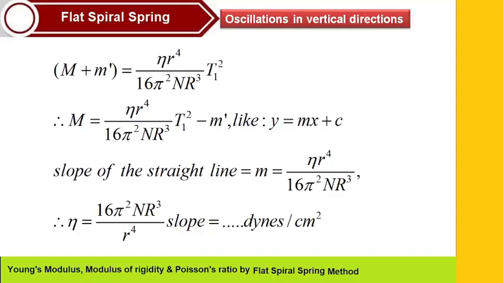This is like an equation for a straight line, y is equal to mx plus c. From that, the slope of the straight line is equal to m, and small m is equal to eta r raised to 4 divided by 16 pi square capital N capital R cube. So therefore, modulus of rigidity eta is equal to 16 pi square capital N capital R cube divided by r raised to 4 into slope, equal to dash dash dynes per centimeter square.